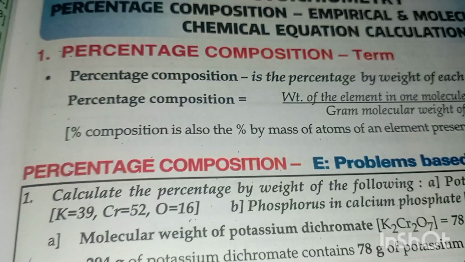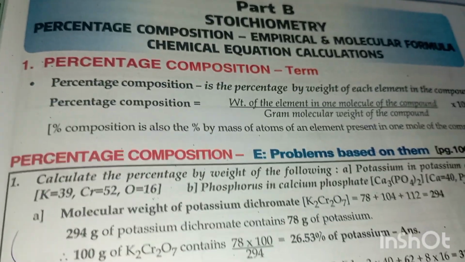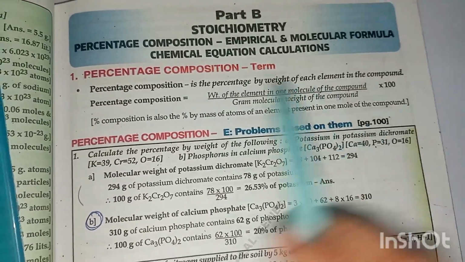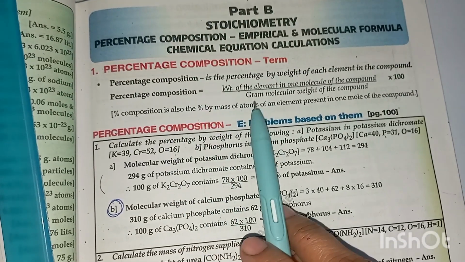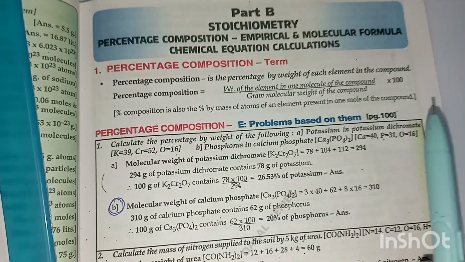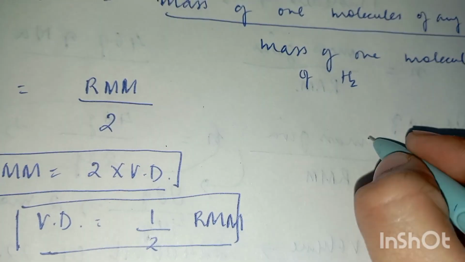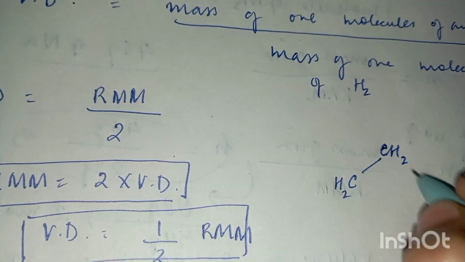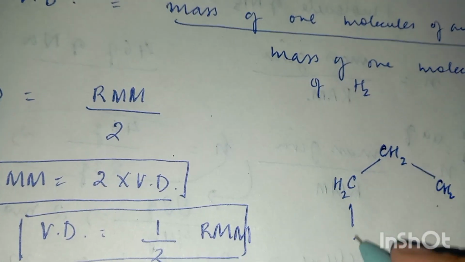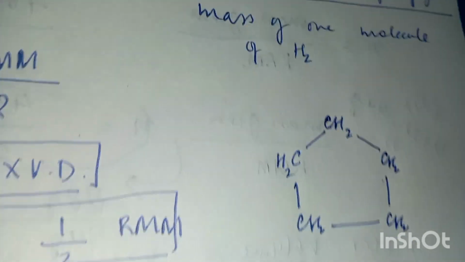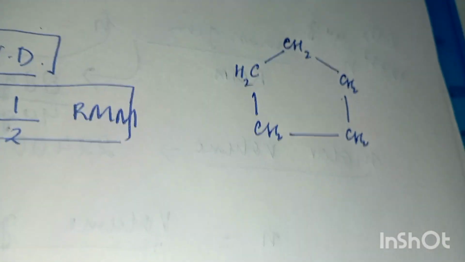Okay, now percentage composition. What do you mean by percentage composition? Percentage composition means the percentage by weight of any element in the compound. So percentage composition is equivalent to the weight of the element in one molecule of the compound upon gram molecular weight of the compound into 100. Suppose I am giving you one structural formula here. Now I am asking you to calculate the percentage of carbon in the above structural formula.